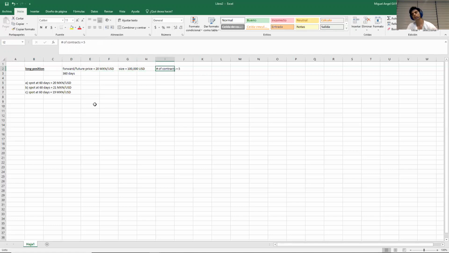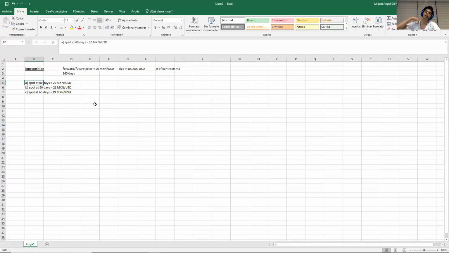And finally, I didn't buy only one contract. I bought 5 contracts, or I signed for 5 contracts. So I need to remember that I signed 5 contracts at the size of $100,000 each at a price of 20 pesos per dollar, and I have a long position, so I will have to buy the dollars.